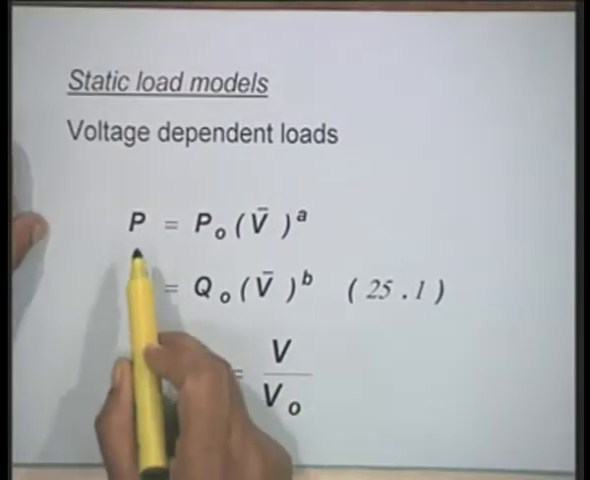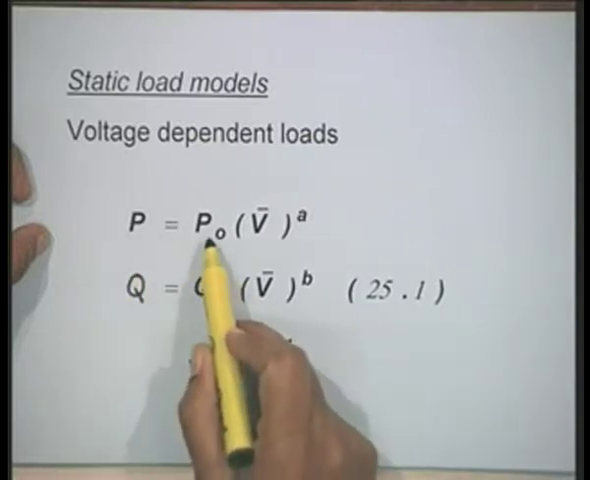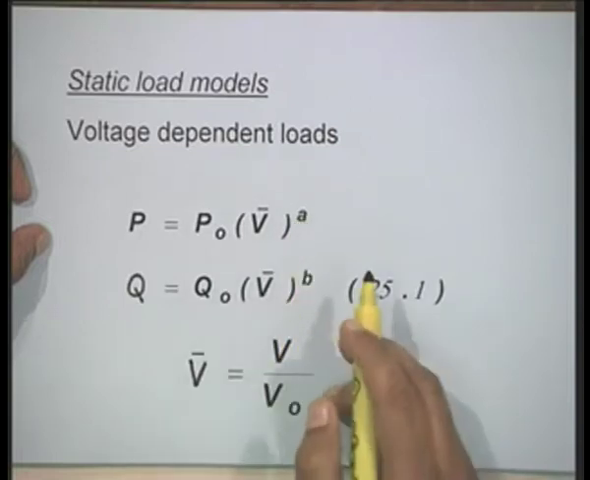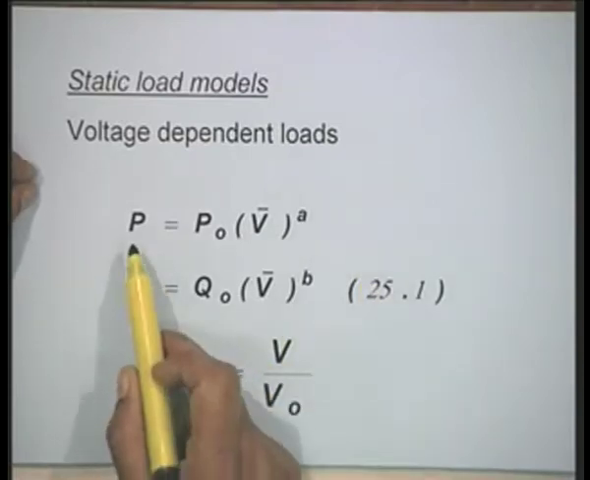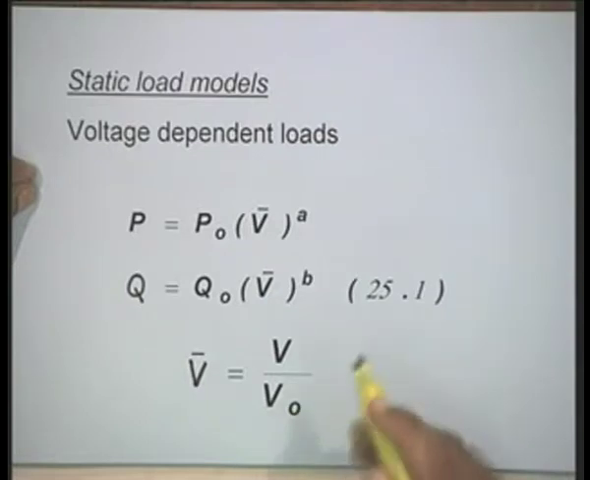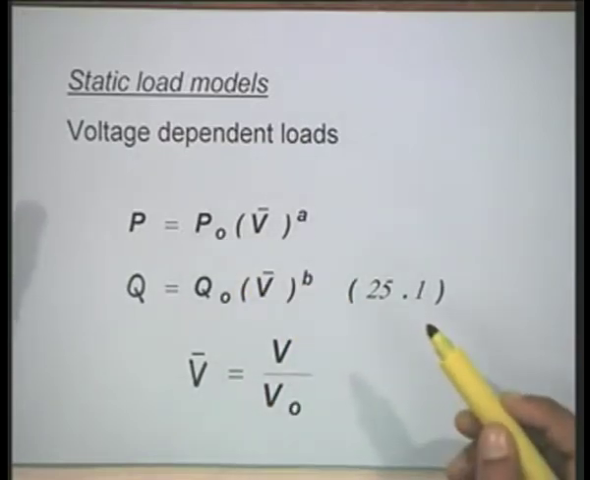A simplest load model considering the voltage variation is shown in this form, that is, P is the real power consumed by a load at any voltage V equal to P O into V bar to the power A. A is an index, right. Where this V bar is defined as V divided by V O, where V O is the nominal voltage at which the power consumed is P O, right.